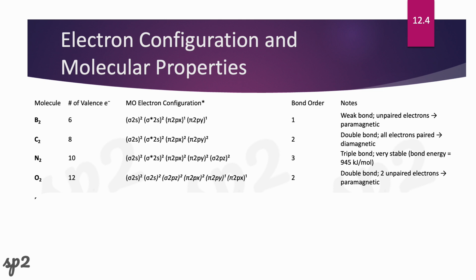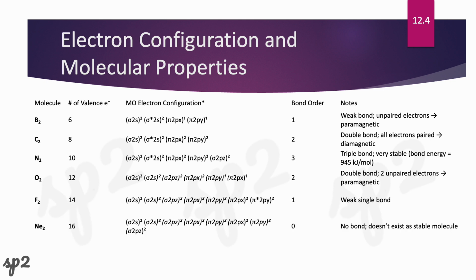And that is going to give us a double bond. There are 2 unpaired electrons, so that's why oxygen is paramagnetic. Okay, and then you can do that for F2 or Ne2 the exact same way. Now, if you end up getting 0 for the bond order, just like what I have here, that means this molecule does not exist. It's not a stabilized molecule.